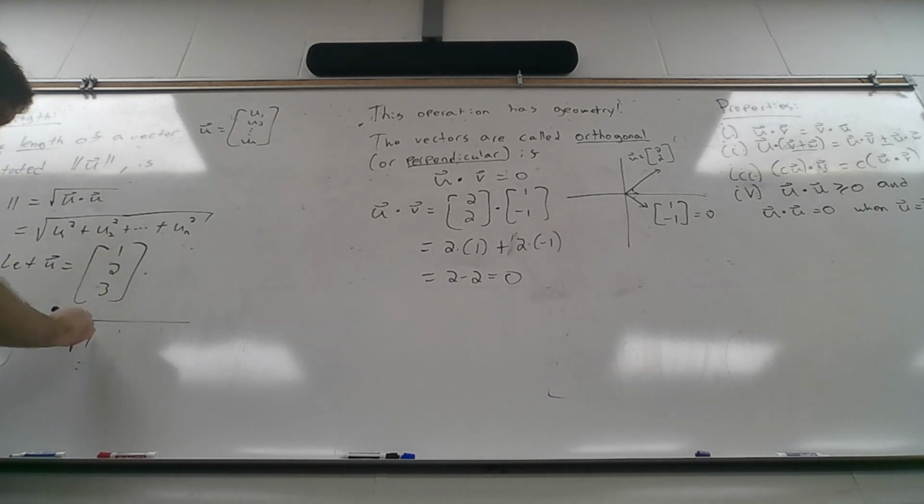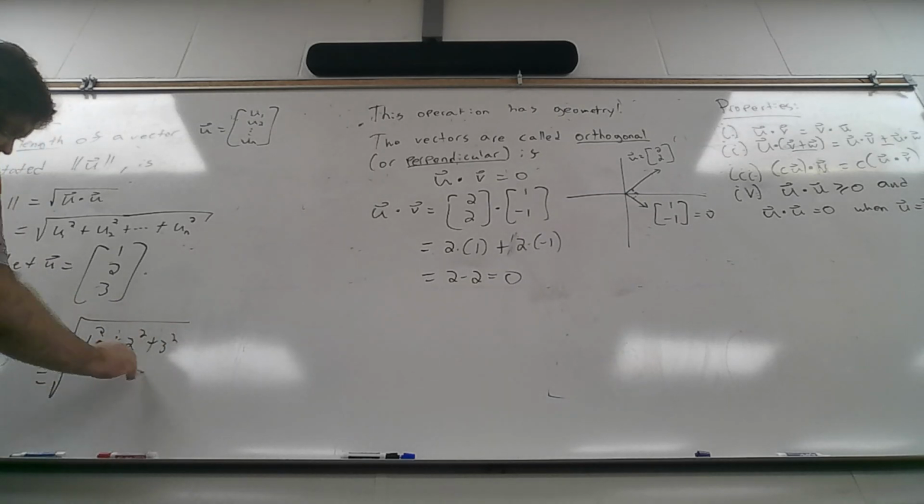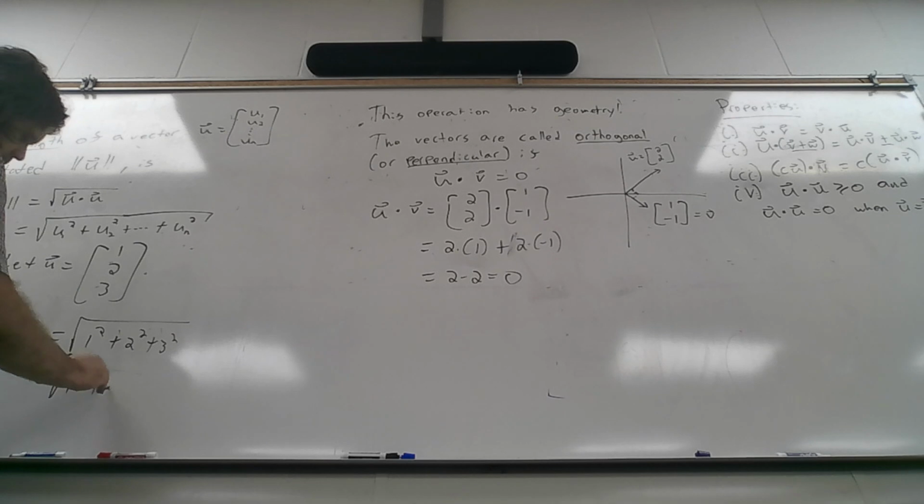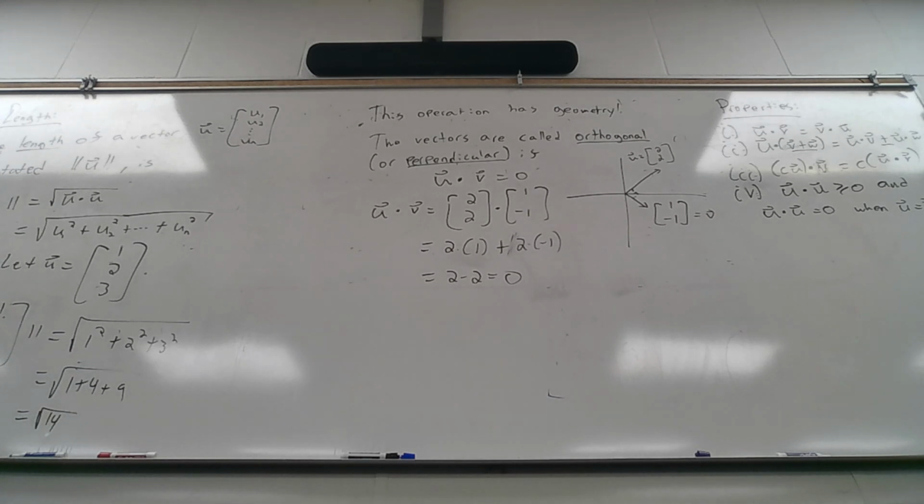So 1 times 1 is 1 squared. 2 times 2 is 2 squared. Plus 3 squared. So that's 1 plus 4 plus 9, square root of 14. This is the number, right? So that's good because the length gives us a number, and you will have square roots a lot.